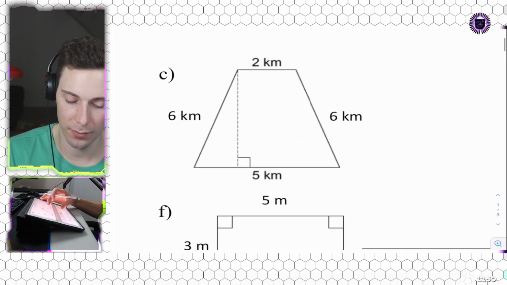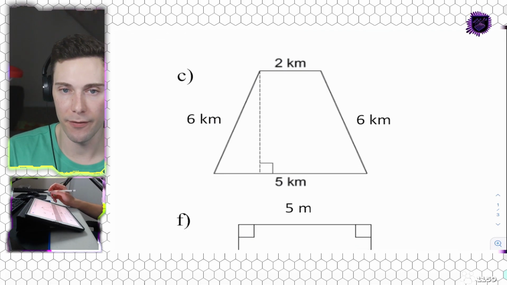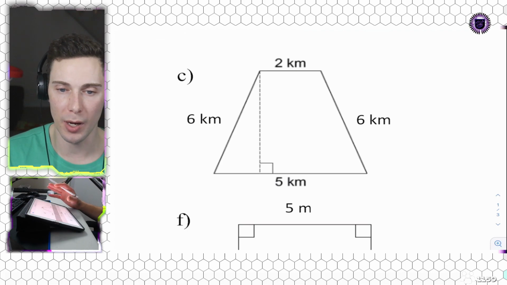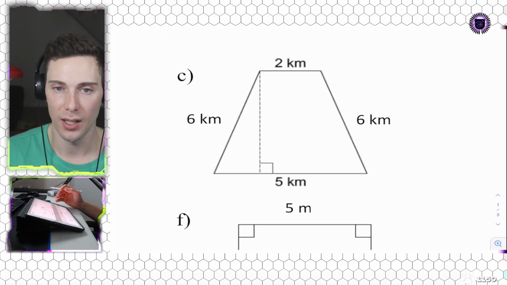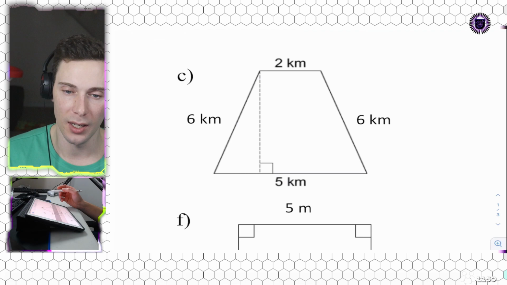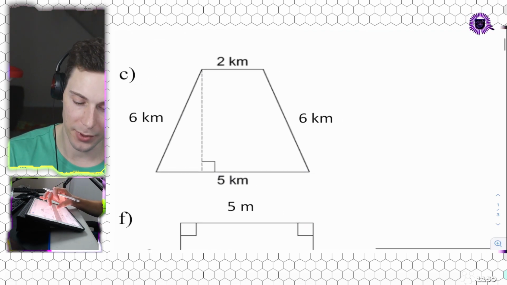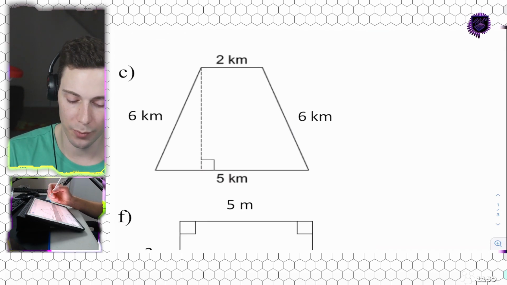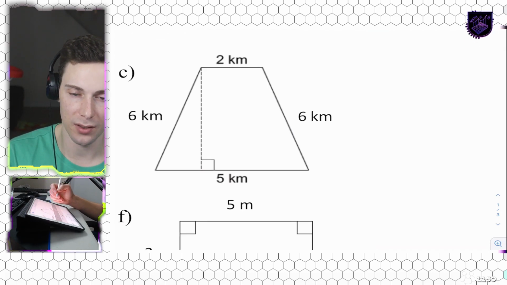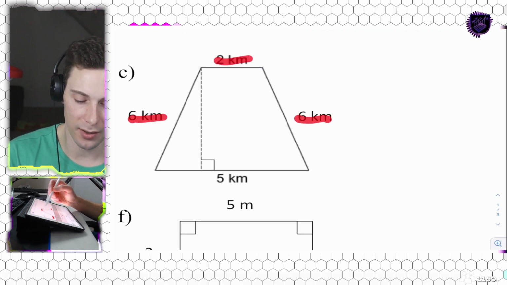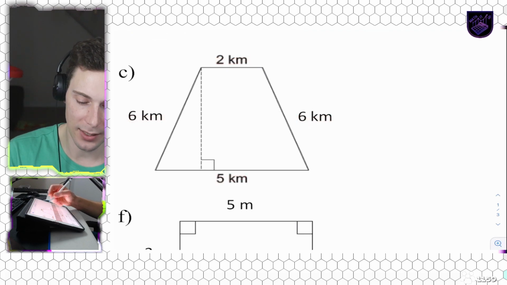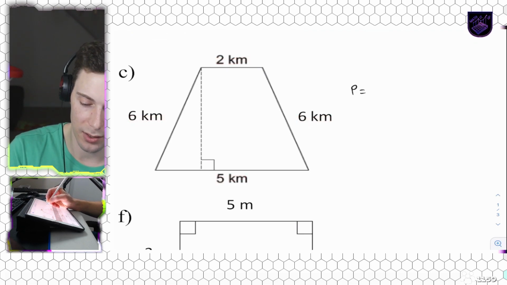Next shape. We have a trapezoid, and this one is a pretty equal trapezoid. It has the equal side lengths, and there's some symmetry here, and the two top and bottom lengths are different, of course. That's what makes it a trapezoid. So we're going to have 2 plus 5 plus 6 plus 6. So 12 for the two side lengths, and then 7 for the top and bottom. It's going to be 19. The perimeter will be equal to 19 kilometers.